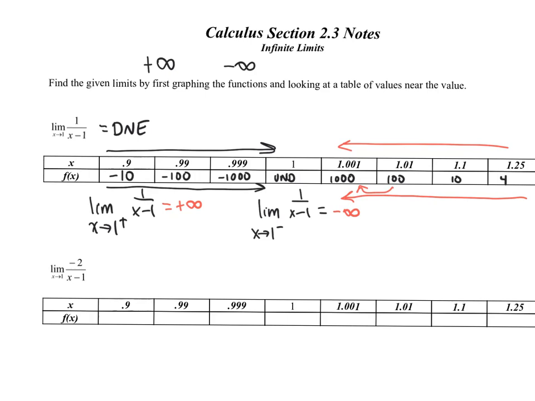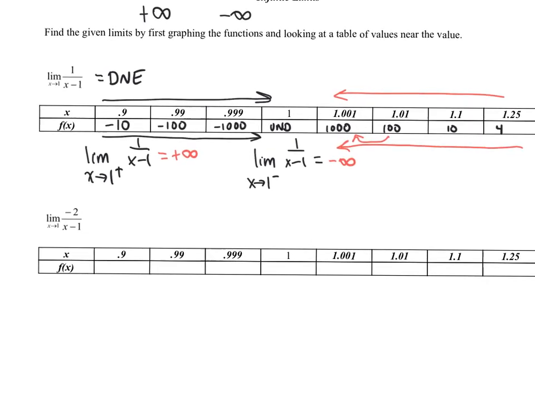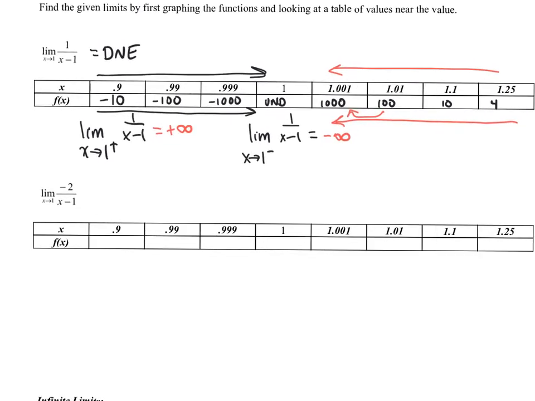Now, if I look at the next one, you can see it's pretty much the same problem, except for the number on top is different. It's negative 2. So what's going to happen when I fill out this table? If I put in the 0.9, I'm going to get 20 and 200 and 2,000 and undefined and negative 2,000 and negative 200, negative 20 and negative 8. So you can see basically all the signs have changed, and really that's just because I'm multiplying these big huge values by a negative number.